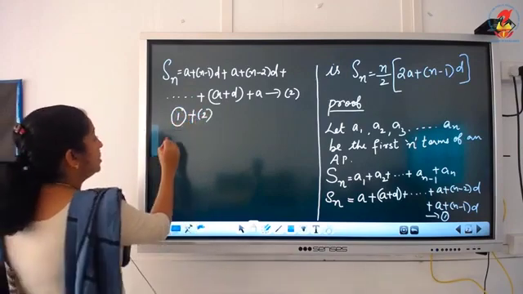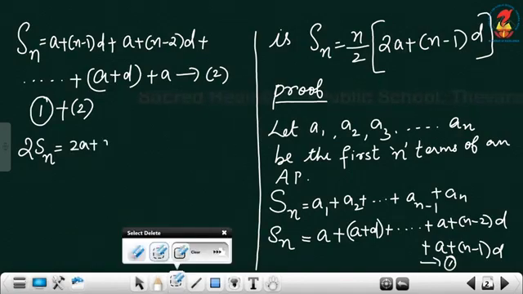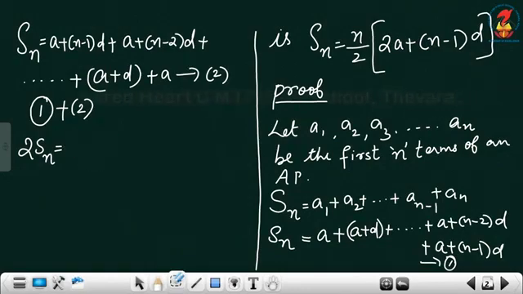So left side clearly 2Sn. Then we are adding the first two terms. Here a plus n minus 1 into d, here a. So it is 2 times a, it is 2a plus n minus 1 into d. That is the sum of first two.